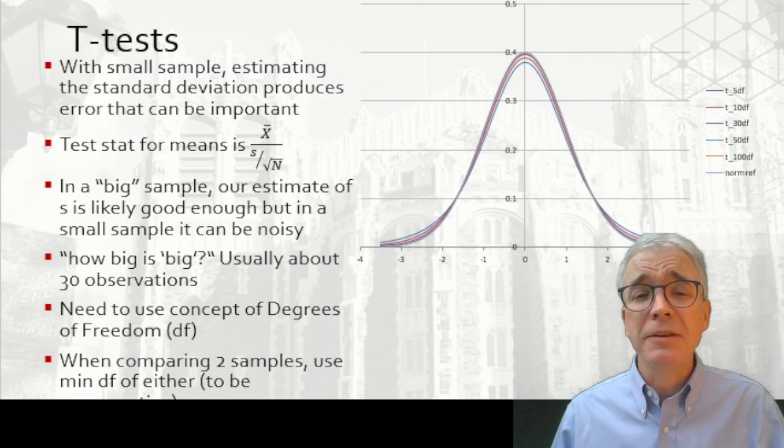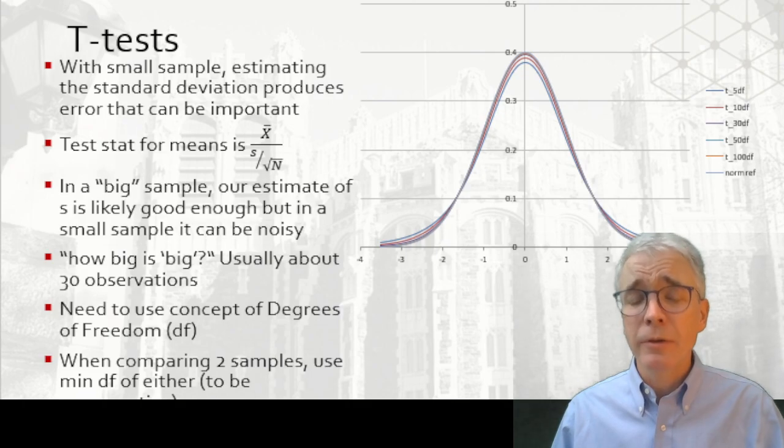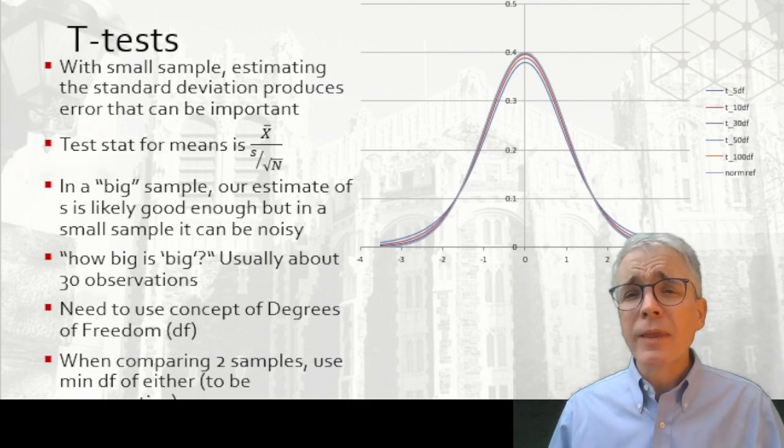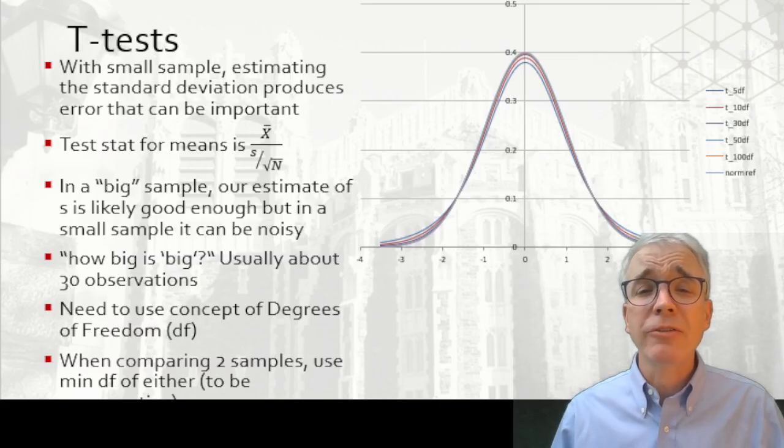Now, the final detail about doing hypothesis tests is with a small sample. Our test statistic for a mean is going to be x bar divided by s over the square root of n, where I'm estimating s. In a large sample, that estimate of s is going to be good enough. I don't have to worry about it. But in a small sample, I have to worry about the additional variation from that estimate as well.